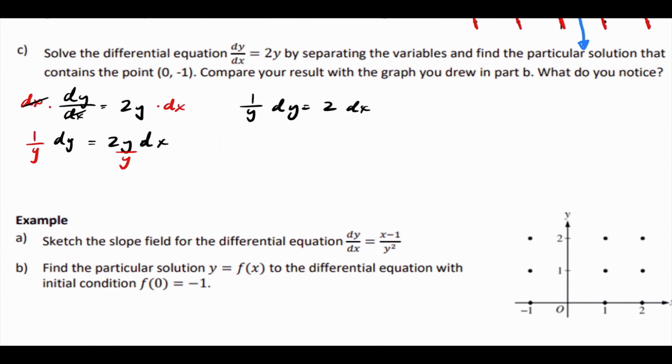Okay. After I did that, that's when I did my antiderivative. What's the antiderivative of 1 over x or 1 over y? Natural log, right? So it's going to be natural log of y equals 2x plus c, right?